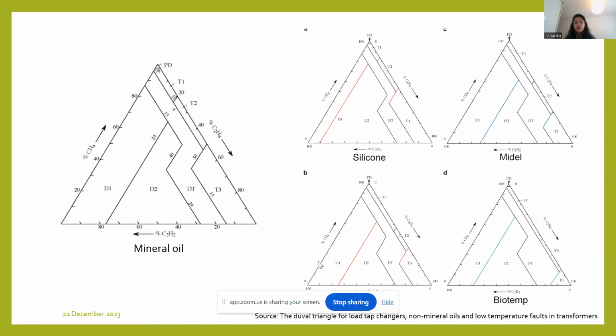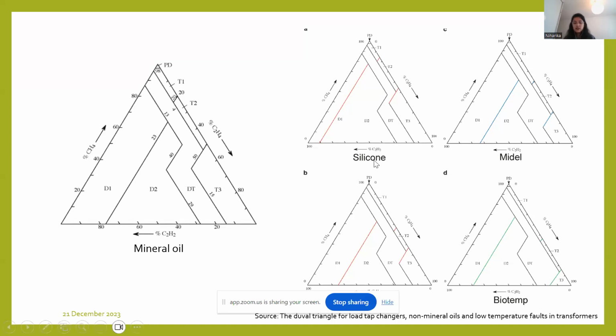For the mineral oil, there is a standard Duval triangle, which we can see on the left-hand side of the presentation. This is the triangle for the mineral oil. Here we can see the percentage of the gases which are given, and the different zonal boundaries. These boundaries are decided after carrying out many tests from the DGA and then plotting all the tests related to different kinds of faults in the Duval triangle, and then the boundaries are decided.